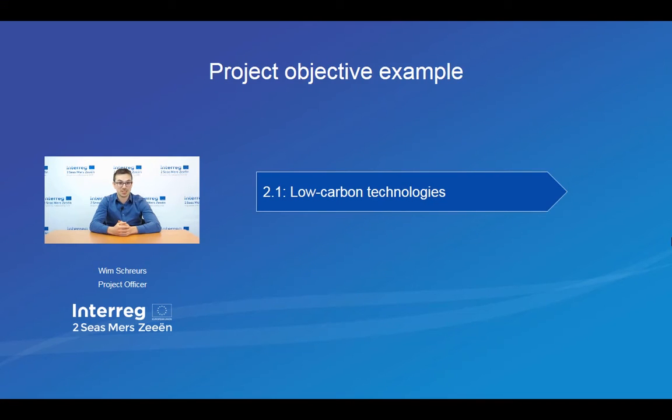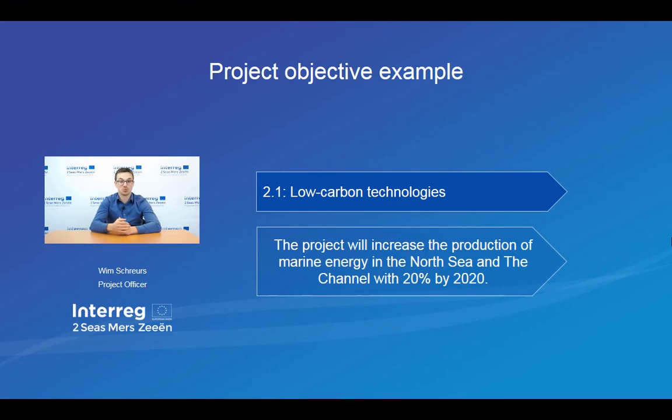To give you an example, we have a program-specific objective that is called increasing the adoption of low-carbon technologies in the 2Cs area. For a project, a specific objective that contributes to this program objective could be the following. The project will increase the production of marine energy in the North Sea and the Channel with 20% by 2020. You see that this objective is specific. You will increase the production of marine energy.